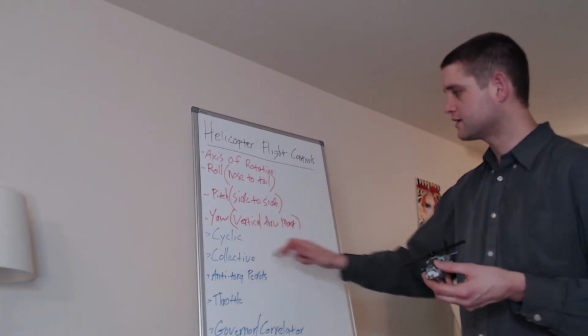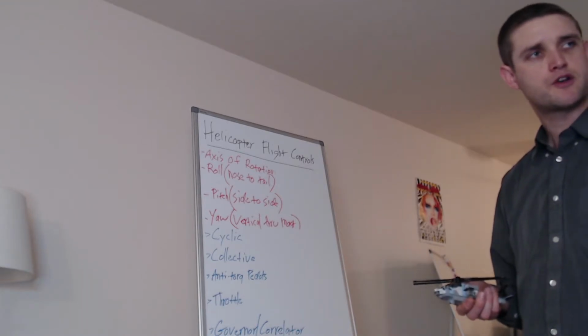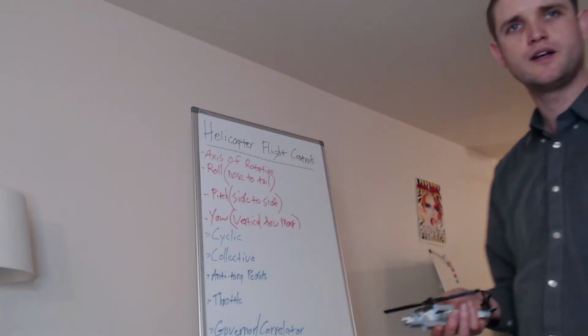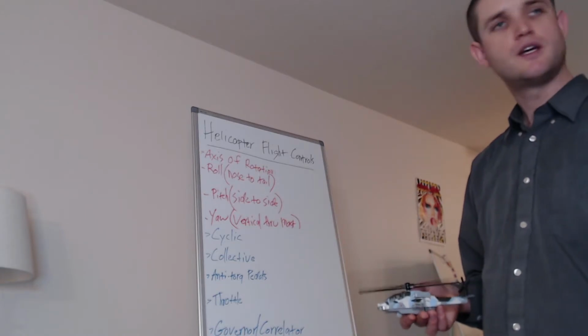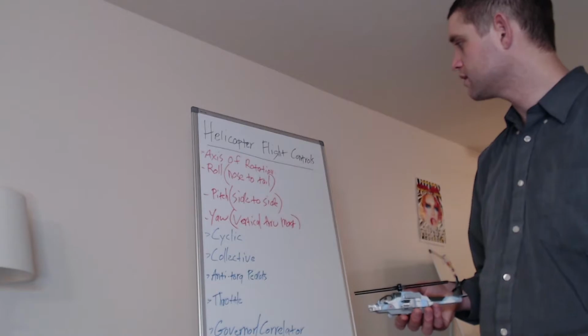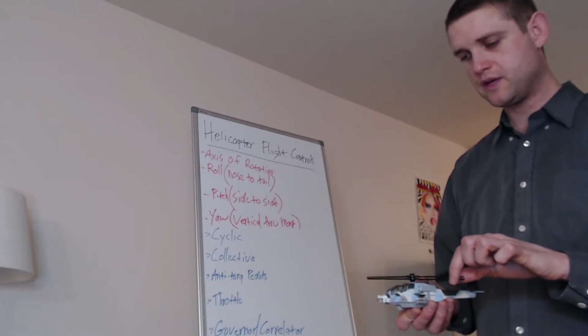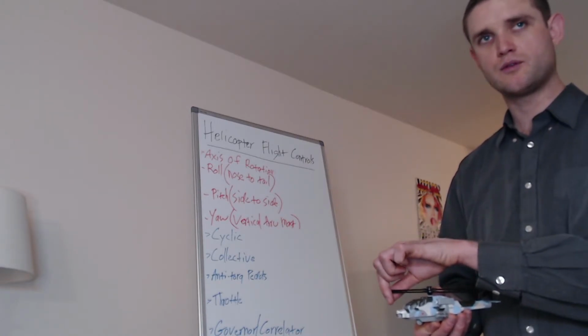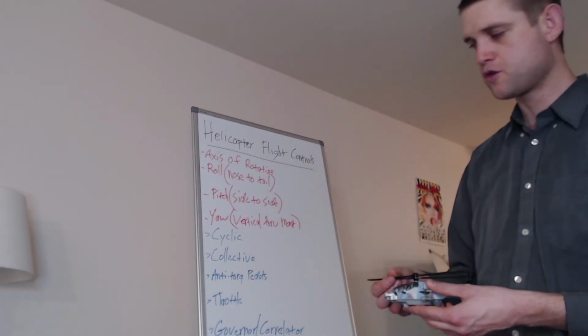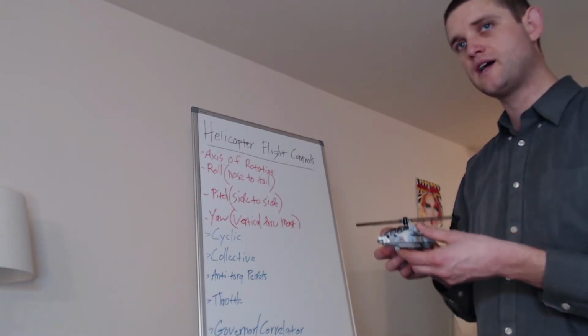Next we have the collective. Collective is something that looks a bit like an emergency parking brake or an e-brake in a car. It's just off to your left. You would be raising it and lowering it. The effect of that flight control is that it uniformly increases the pitch angle, or the amount of air the rotor blades are scooping, and causes the helicopter to either climb or descend.